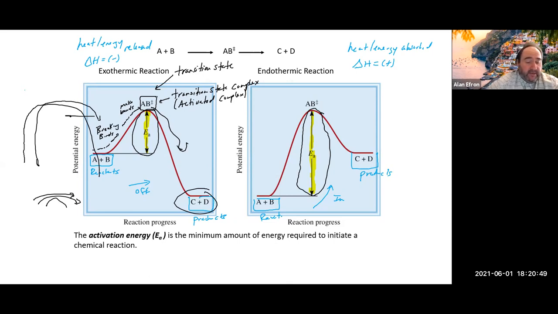So the activation energy is that sort of barrier, the thing that, for the most part, a lot of times will determine how fast or how slow a reaction will actually take place. Any questions on that there?